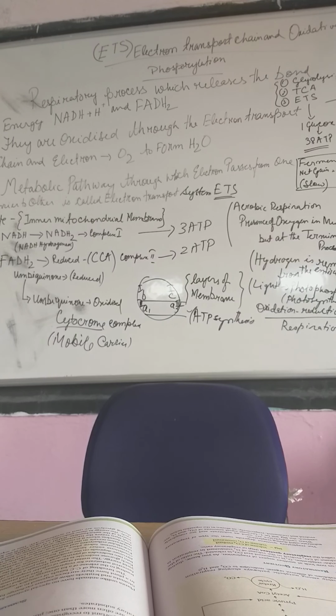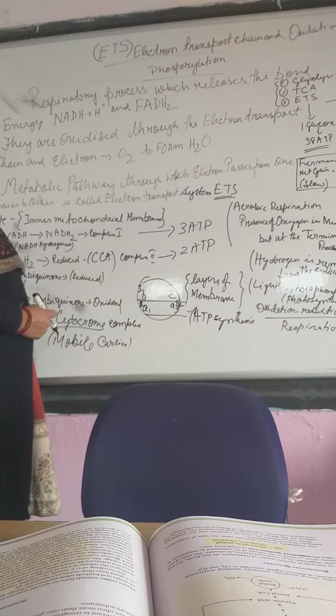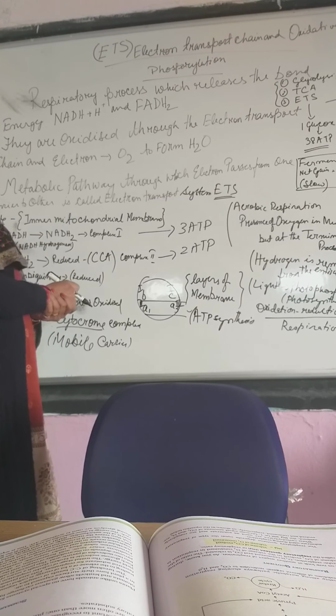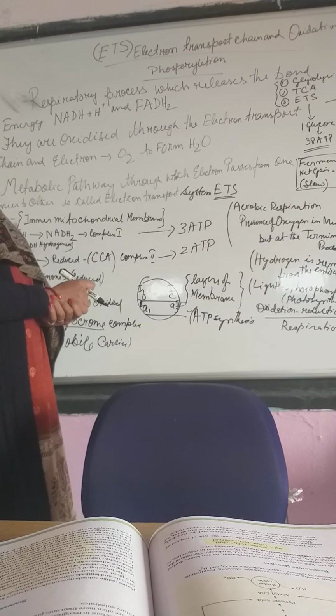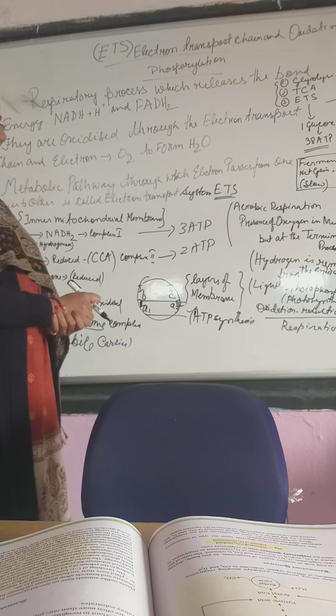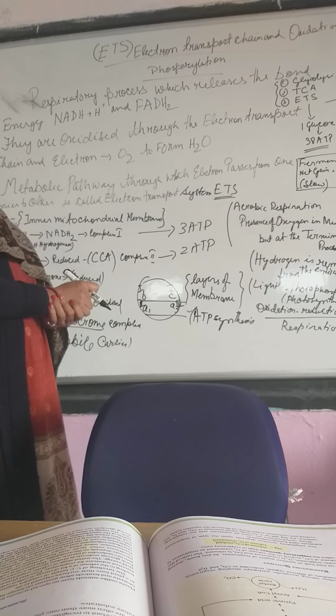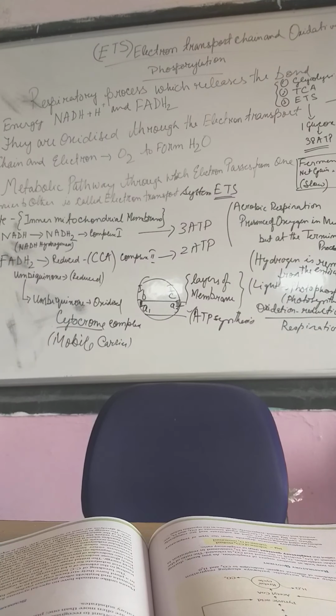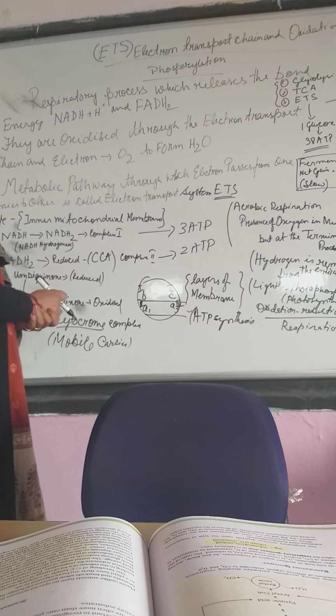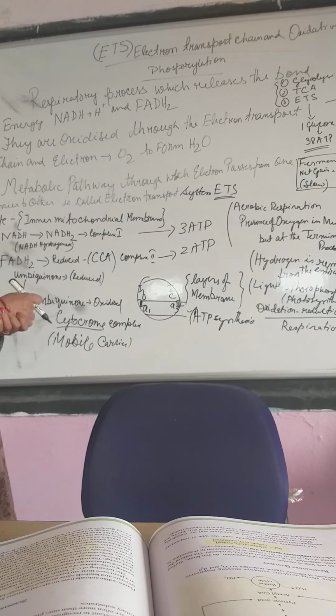Now, you see, in our earlier classes, as we were dealing with the process of respiration, we had done with glycolysis, we had done with TCA and Krebs cycle. Now, ultimately, we have come to the final step, that is known as the ETC. ETS means electron transport system, and oxidative phosphorylation.